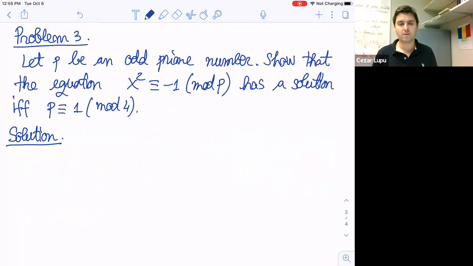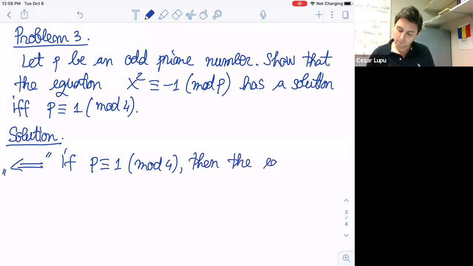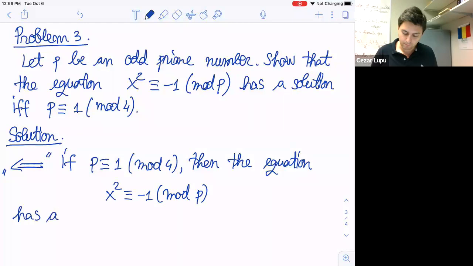In fact, you can prove something similar if you replace -1 by 1 there, and then instead of P being congruent with 1 mod 4, you'll have P congruent with 3 mod 4. But anyway, that's a very similar exercise that you can do if you want. So keep in mind that here we have to prove two ways. Now, let's prove this implication, from right to left, which says the following: if P is congruent with 1 mod 4, then the equation x squared is congruent with -1 mod P has a solution. Okay, so we want to prove this.